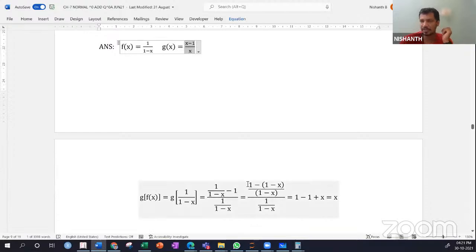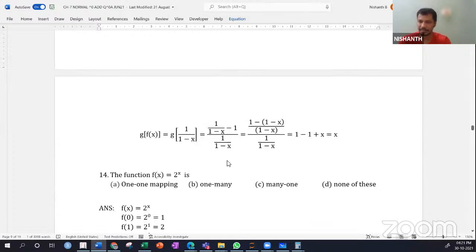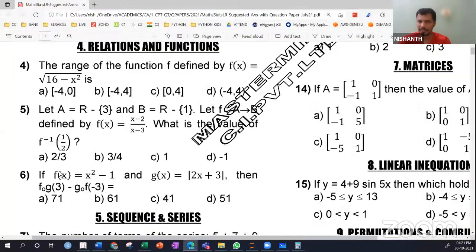So g of f of x or f of g of x, something like that, they'll keep on asking these questions. For example, even in last year's question paper, you can see they've asked what is f of g of 3? Instead of x, they have put 3 here, and g of f of minus 3 is what they're asking you. If you solve this, you should get your answer. I hope you understand what is meant by this symbol. This symbol means modulus. Modulus means whether negative comes or positive comes, it should always be a positive number.